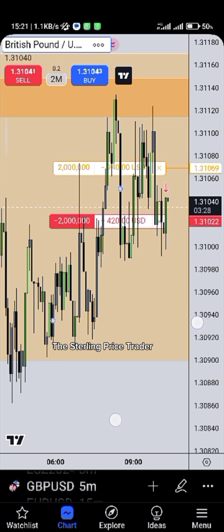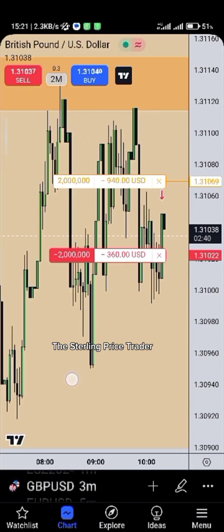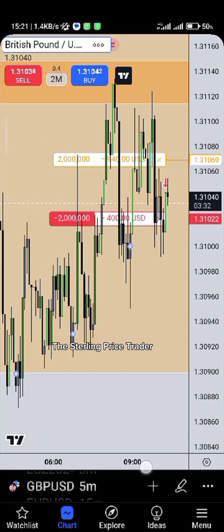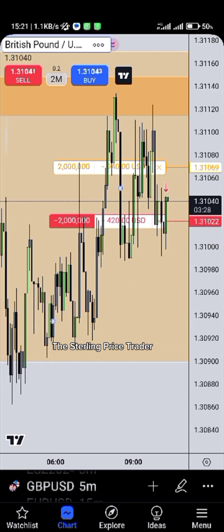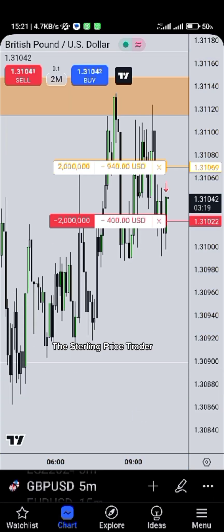You take a look at these lows. It's so sloppy, so sloppy lows. Look at all these lows, so much liquidity is below them.